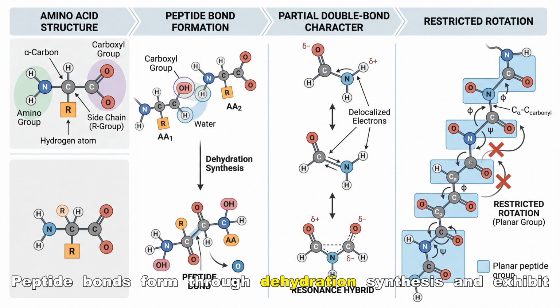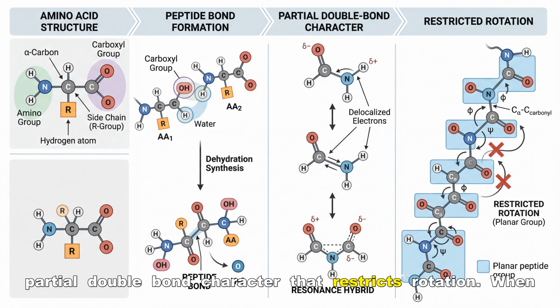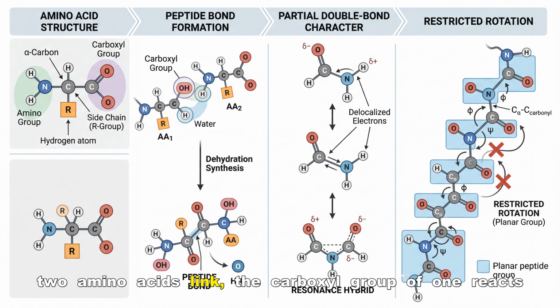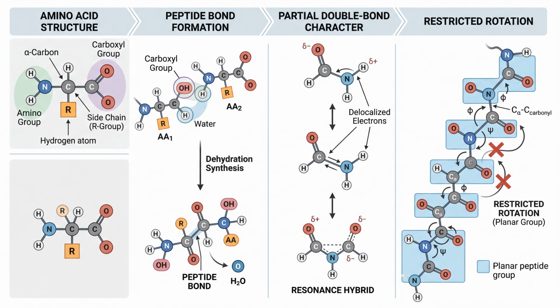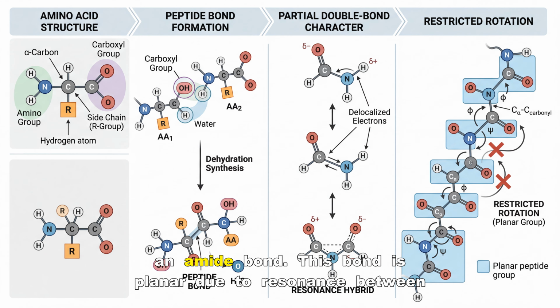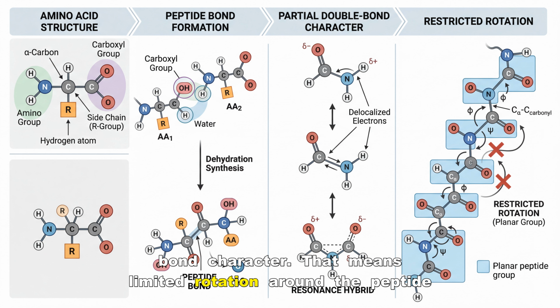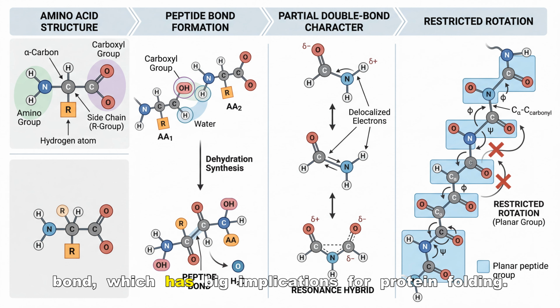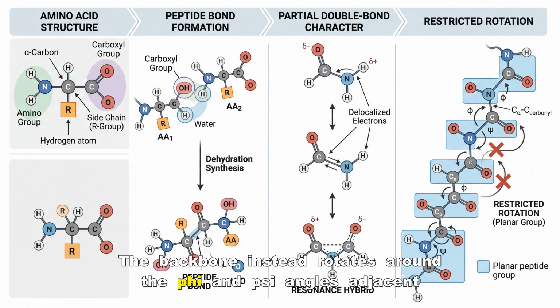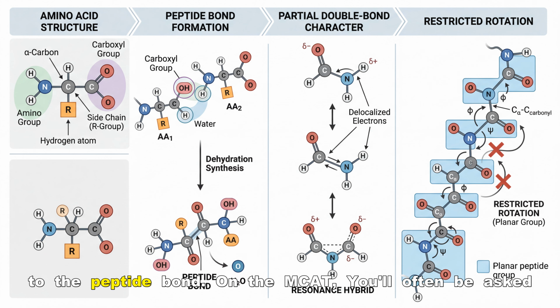Peptide bonds form through dehydration synthesis and exhibit partial double bond character that restricts rotation. When two amino acids link, the carboxyl group of one reacts with the amino group of another, releasing water and forming an amide bond. This bond is planar due to resonance between the carbonyl oxygen and the nitrogen, giving it partial double bond character. That means limited rotation around the peptide bond, which has big implications for protein folding. The backbone instead rotates around the phi and psi angles adjacent to the peptide bond.